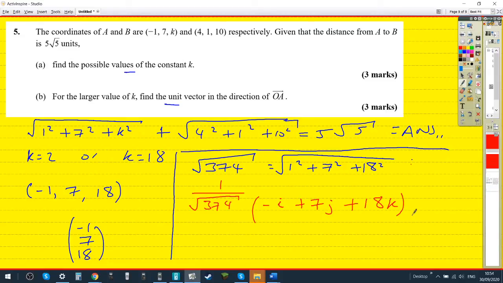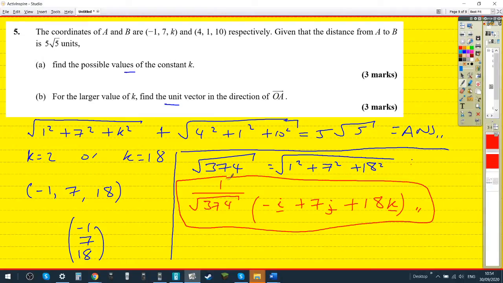So would I need to do -1 divided by 1 over root 374 for the first one? This is the unit vector. Oh, right, okay. The unit vector is 1 over the magnitude of OA, and then here are the i, j, and k of OA. Yeah, okay. That is known as the unit vector. Any questions there? No. Vectors.